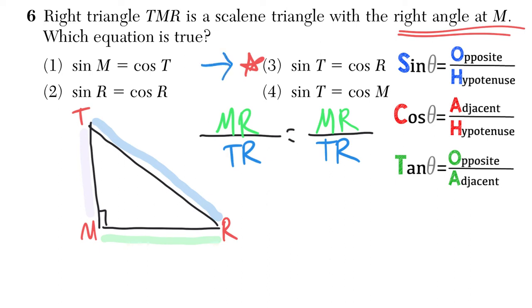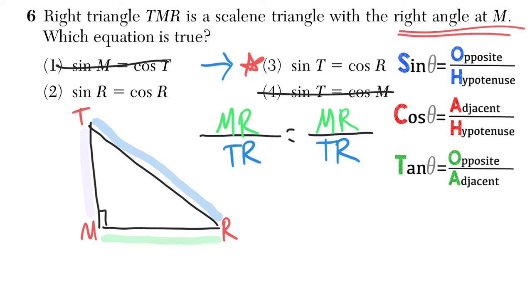So let's talk about these other options. Well, I know that when we're looking at option 1 and option 4, they both involve angle M. And you know what? We're never going to be using angle M when we're involving trig ratios. We're only going to be talking about the angles that are not 90 degrees. So we can eliminate option 1 and then option 4.